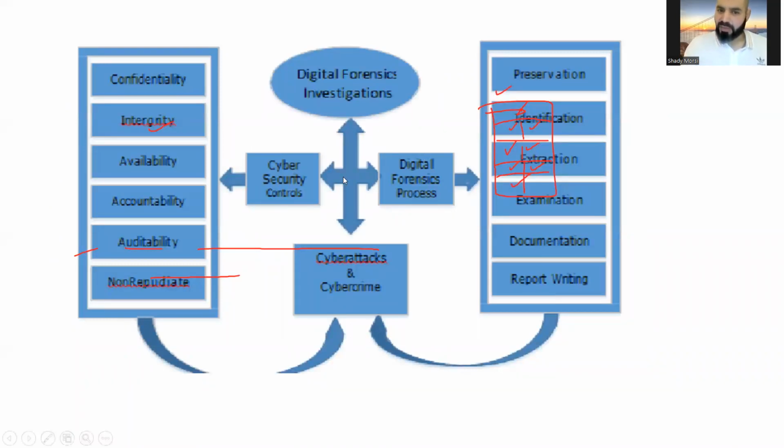Here, this is cyber attacks and cyber crimes. Before the cyber attacks, we try our best to implement controls, and these controls achieve confidentiality, integrity, availability, accountability, non-repudiation and authenticity. This is what we call the cyber security realm: basically protecting information assets from cyber security attacks by implementing cyber security controls.